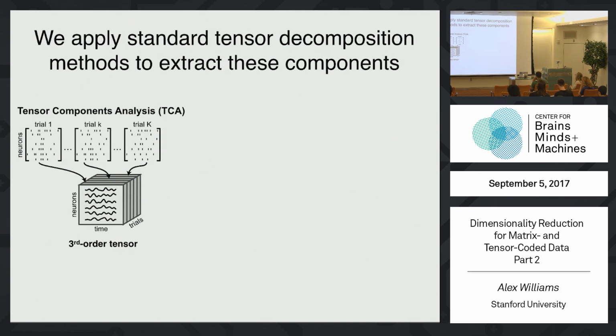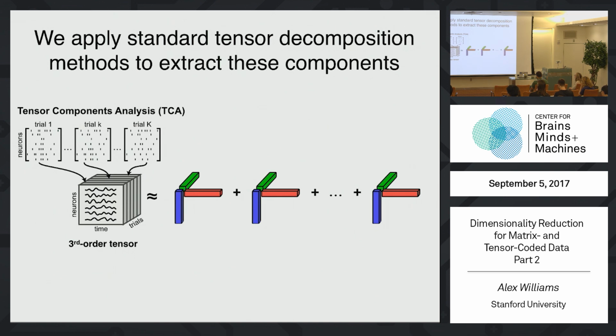And the idea is actually really embarrassingly simple. So rather than taking your data and putting it into a matrix, it's natural to represent your data as a neurons by time by trials three-dimensional data table. And this is called a third-order tensor. And then we're going to play the same trick as in PCA, which is we're going to try to approximate this tensor as a sum of components. And each component is an outer product of 3 vectors instead of 2 vectors in this case.